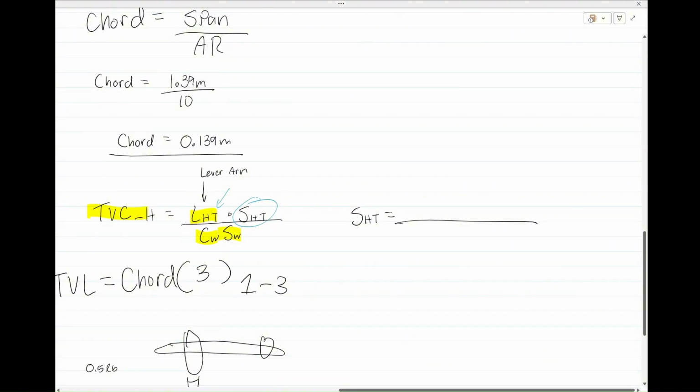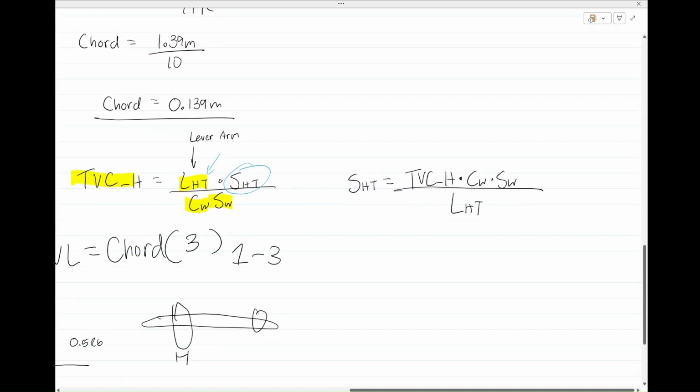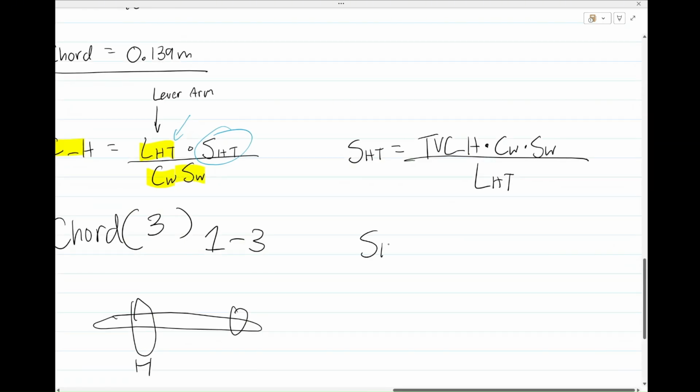Let's see, what am I going to do? I'm going to move everything to the numerator except this. All right. I am not going to plug in all my numbers. I'm just going to give my answer. Horizontal tail area equals 0.051.